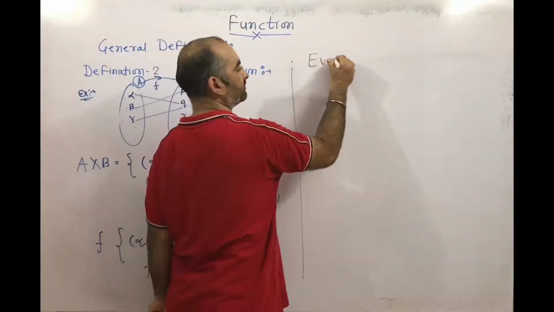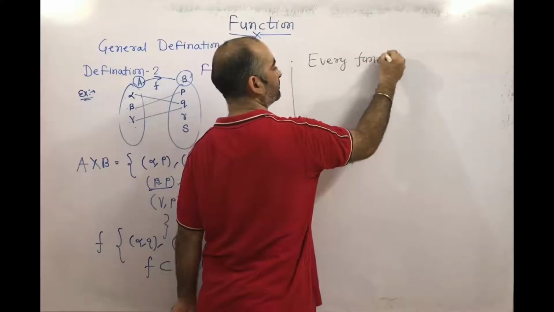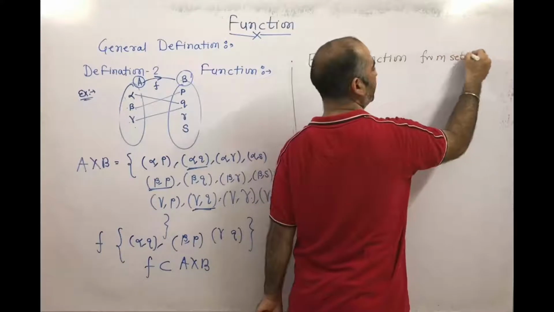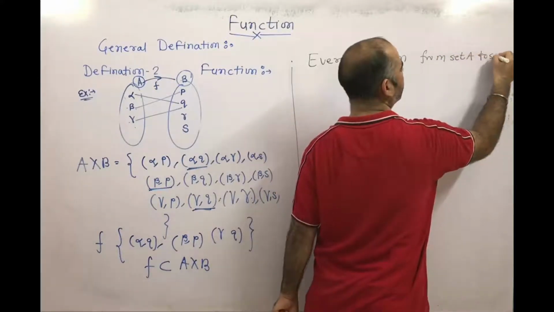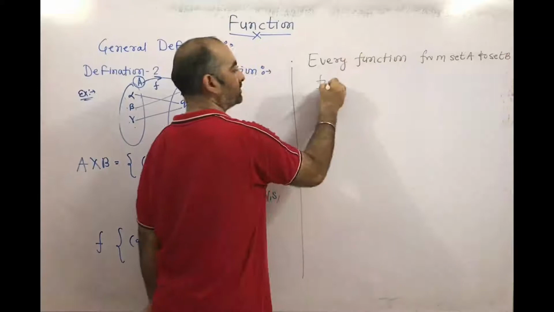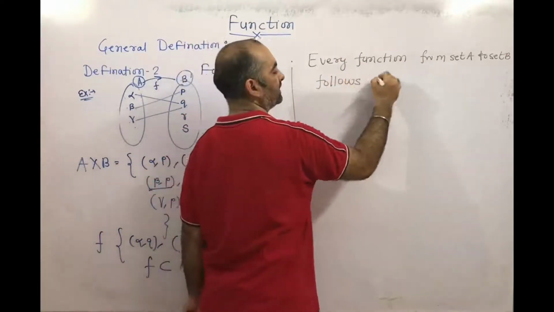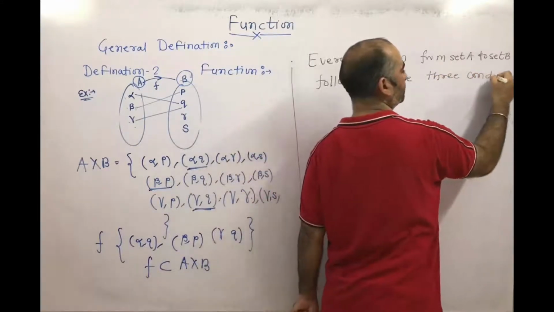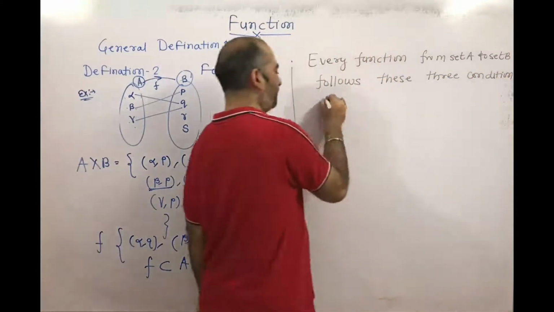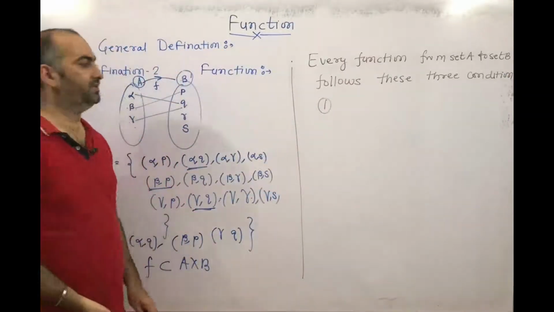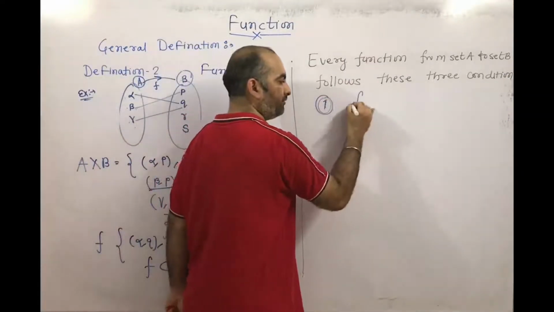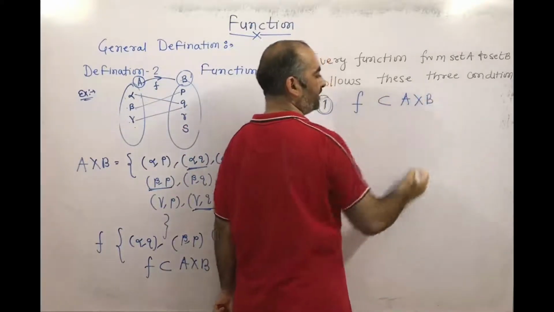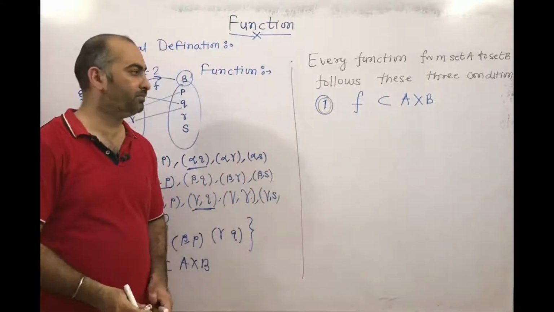Every function from set A to set B follows these 3 conditions. First condition. What is the first condition? A function should be a subset of A cross B.